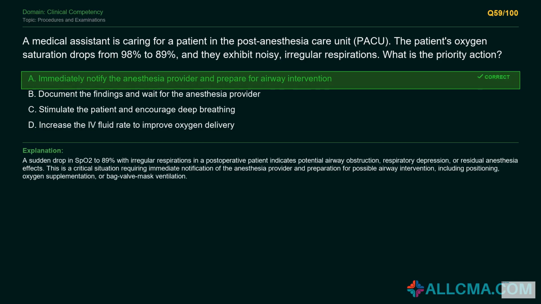The correct answer is A. A sudden drop in SpO2 to 89% with irregular respirations in a postoperative patient indicates potential airway obstruction, respiratory depression, or residual anesthesia effects. This is a critical situation requiring immediate notification of the anesthesia provider and preparation for possible airway intervention, including positioning, oxygen supplementation, or bag valve mask ventilation.